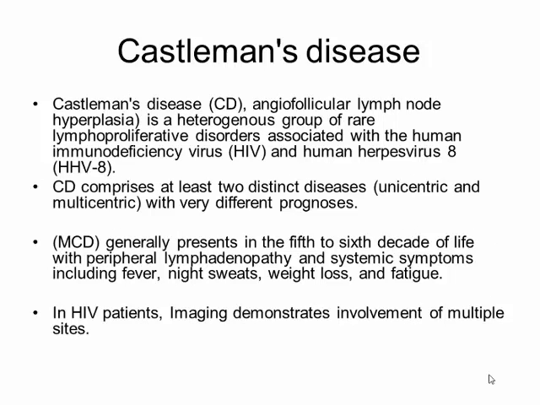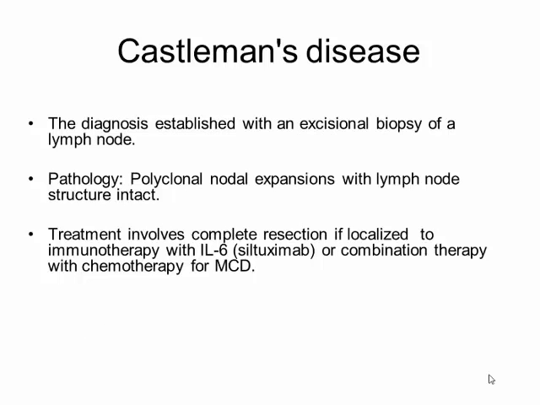Castleman disease, I don't know. It's an angioproliferative lymph node hyperplasia. It's a heterogeneous group of rare lymphoproliferative disorders associated closely with HIV and herpes virus. There are two different disease entities, the unicentric and the multicentric, with two different prognoses. Usually it presents the same way, non-specific weight loss with B symptoms. HIV patients have multiple involvement, and they most likely have the multicentric disease.